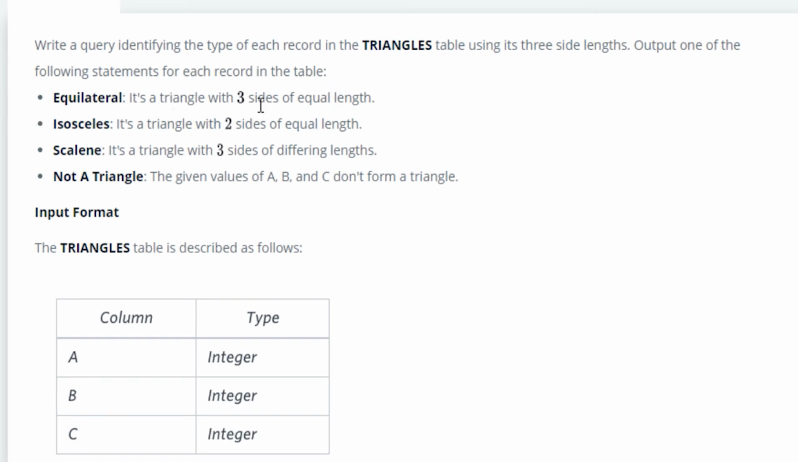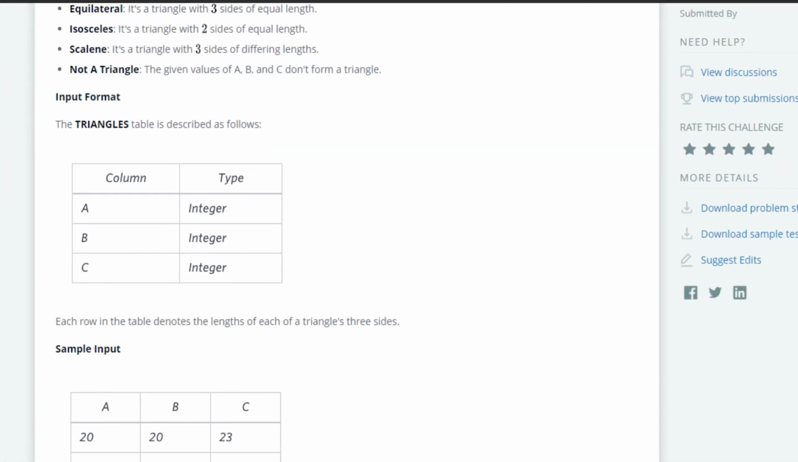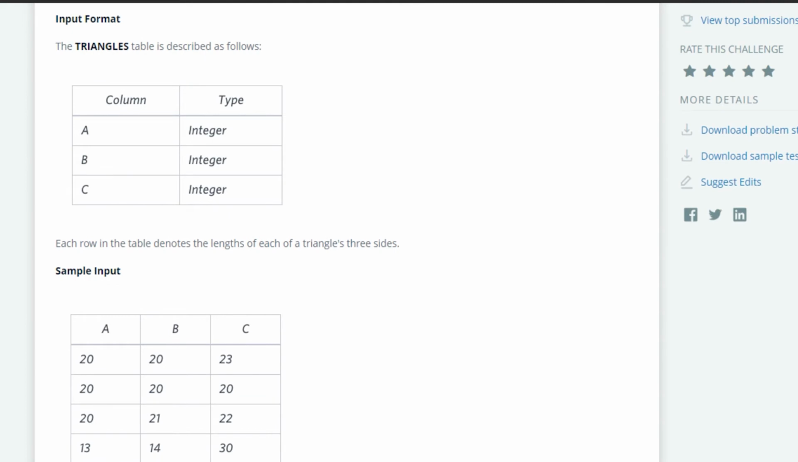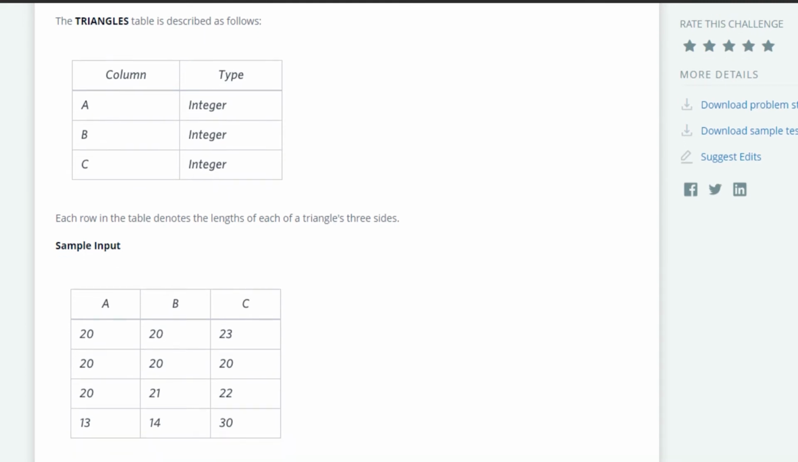Equilateral: it's a triangle with sides of equal length. Isosceles: it's a triangle with 2 sides of equal length and 1 side of a different length. Scalene: it is a triangle with all sides of differing lengths. Not A Triangle: the given values of A, B and C do not form a triangle. The TRIANGLES table is described as follows. Each row in the table denotes the length of each of the triangle's 3 sides.